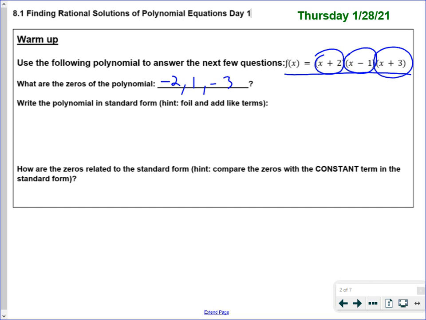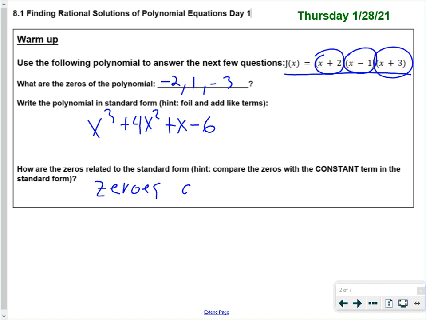Next, we're asked to write the polynomial in standard form. If you did it, you should have gotten x cubed plus 4x squared plus x minus 6. We just had a whole test about this in Module 7. You should be comfortable multiplying factors out, multiplying polynomials and binomials. And lastly, we're asked how are the zeros related to the standard form? And for a little hint, we told you guys to compare the zeros with the constant term in the standard form. And in this case, it's that the zeros are factors of the constant.